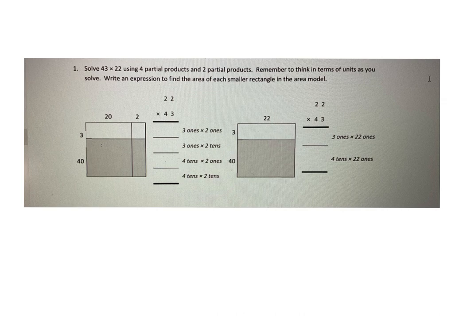So we know that we're doing 3 ones times 2 ones first. That's just going to be 6. Then 3 ones times 2 tens is what? 60. And then 4 tens times 2 ones is going to be what? 80, I think. And for our last box, we have 4 tens times 2 tens, which is going to be 800.